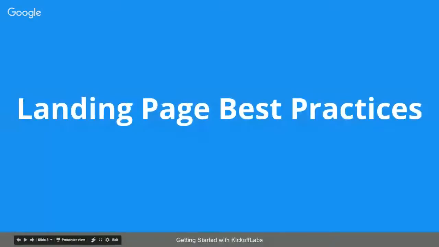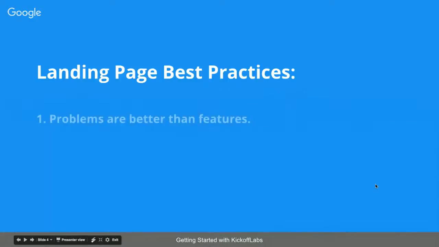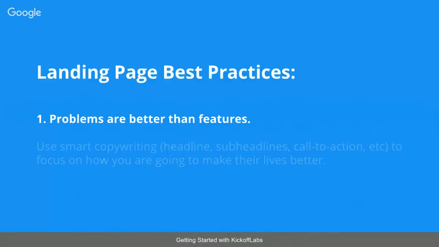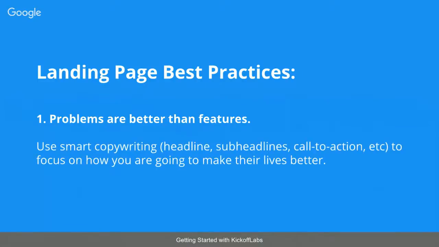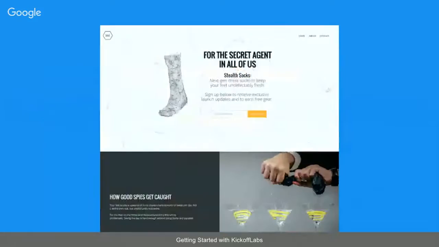Okay, so talking about landing page best practices, one of the most important things, as I mentioned earlier on, is that problems are better than features. So you should really be talking about what kind of benefits you're providing for your users, for people that are visiting your page. Once again, it sounds mean, but don't really be talking about how our business is going to launch, or our product is going to have so and so features. You really want to be targeting how you're going to be making people's lives better.